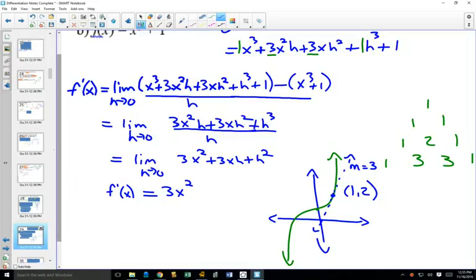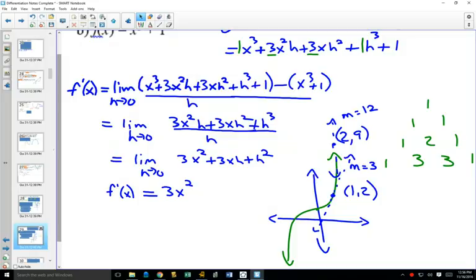If I wanted to find the slope at 2, 9, plug in 2 into my gradient function, and I'll know that the slope there would be 12. And so instead of having to draw secant lines closer and closer, what the definition of the derivative does is it finds a formula for finding any slope that we want at any point.